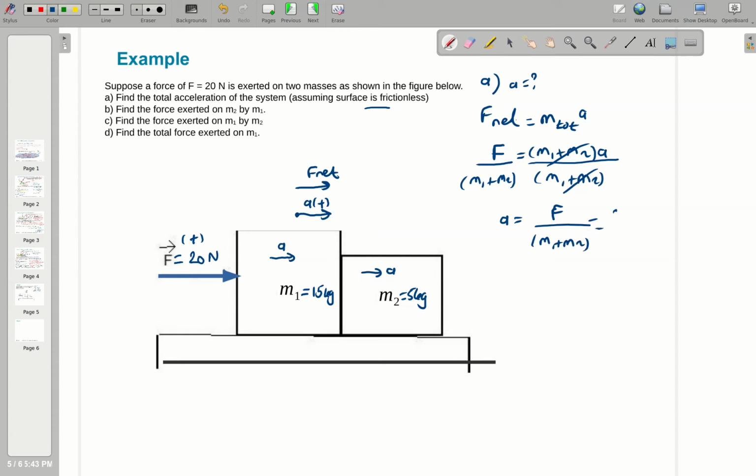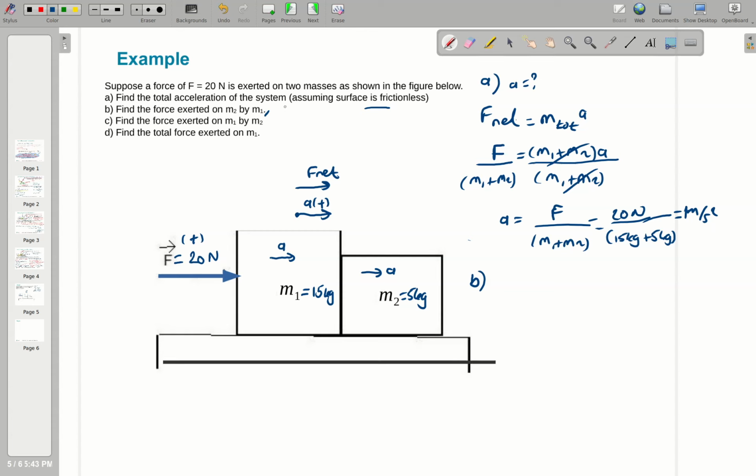So it will be 20 Newton divided by 15 kilogram, m1 plus 5 kilogram. That's 20 over 21 meters per second squared. Okay, that's it. Now B. Find the force exerted on m2 by m1.